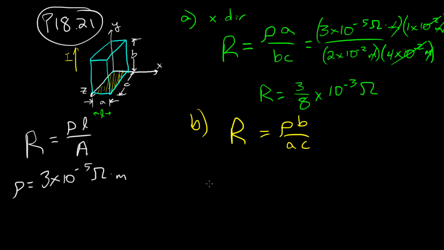And then for part C, it says what's the resistance in the z direction. Maybe I should have labeled those R_x, R_y, and R_z. It's rho. It's flowing in this direction now. And so the length that it travels is C, and the area is B times A. All right, plug in the numbers, and that's the end of that problem.